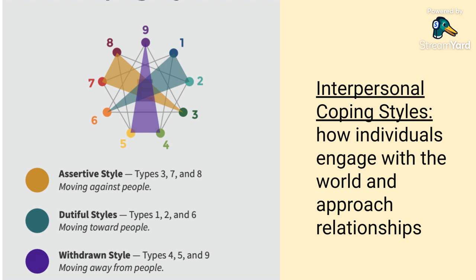The second one is called the dutiful style, also known as the compliance style. And those are types in that green triangle, 1, 2, and 6, and they move towards people. And then the purple triangle there, 9, 5, and 4, is the withdrawn style, and they move away from people. So let's look at the different stances.